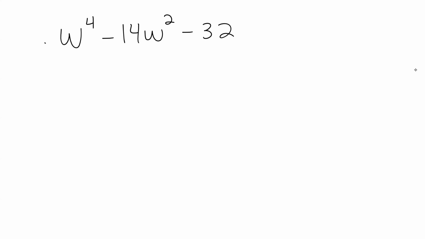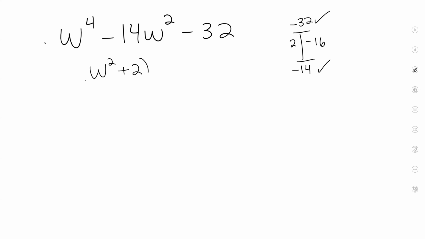Before we start today, I'm going to go over the homework problem. This is number 15 from the homework. You should have done an X chart. You need two numbers that multiply to negative 32 but add to negative 14. What are they? Yes, 2 and negative 16. Those multiply to negative 32 but add to negative 14. So your answer is w squared plus 2 and w squared minus 16.